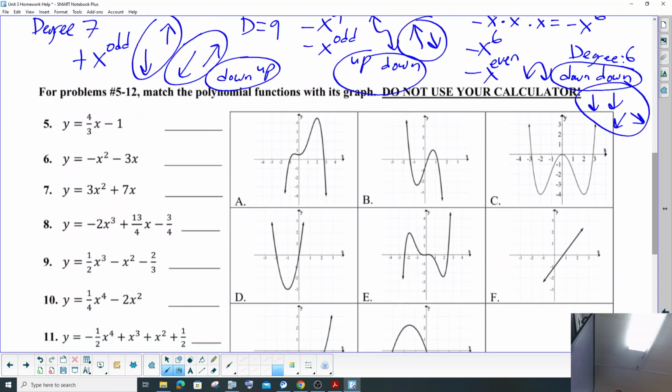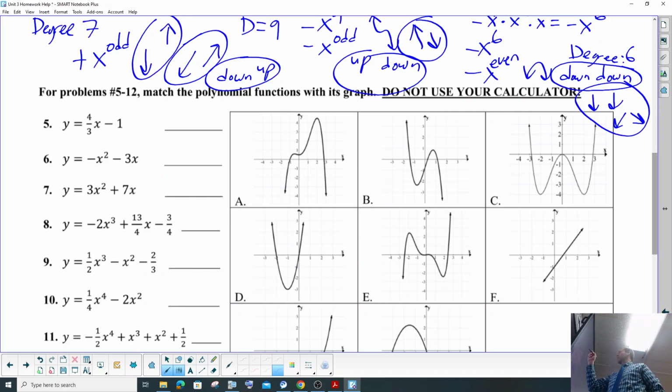Okay, so do not use your calculator on this section. You got to be able to look at the equation and decide, is it a line, straight line, x to the first power? Is it a parabola, x squared, right? Is it up or down? Is it negative x squared, negative x to the 4th, negative x to the 6th? Is it positive x squared, positive x to the 4th, positive x to the 6th?